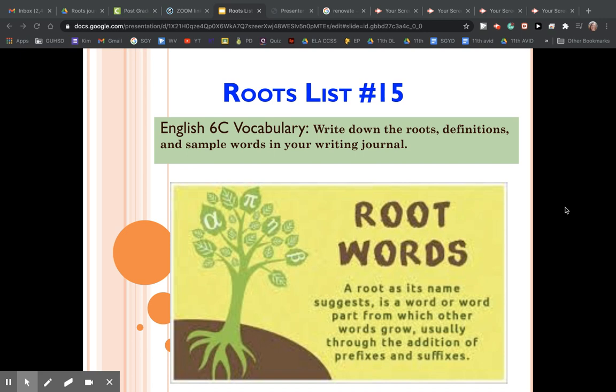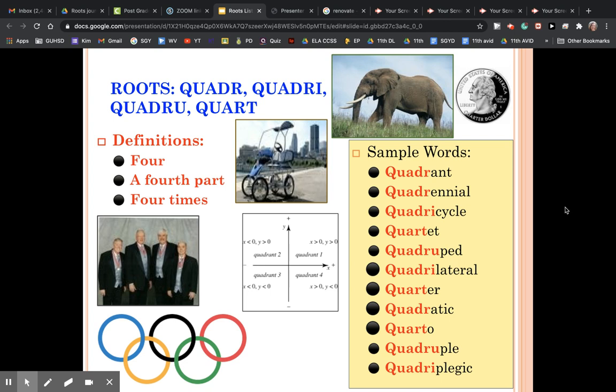Roots list number 15. Write down the roots, definitions, and sample words in your writing journal. This list has 4 word parts. First set of roots: quadrate, quadri, quadru, and quart. Definitions: 4, a fourth part, and 4 times.